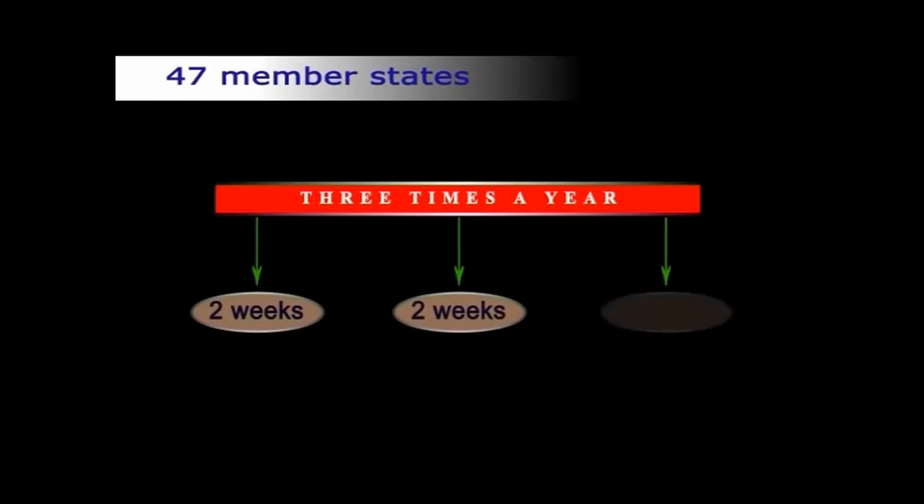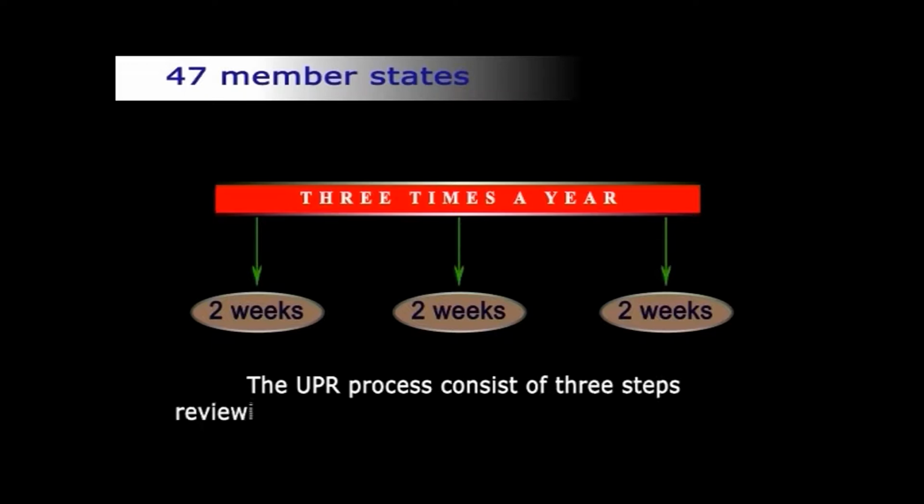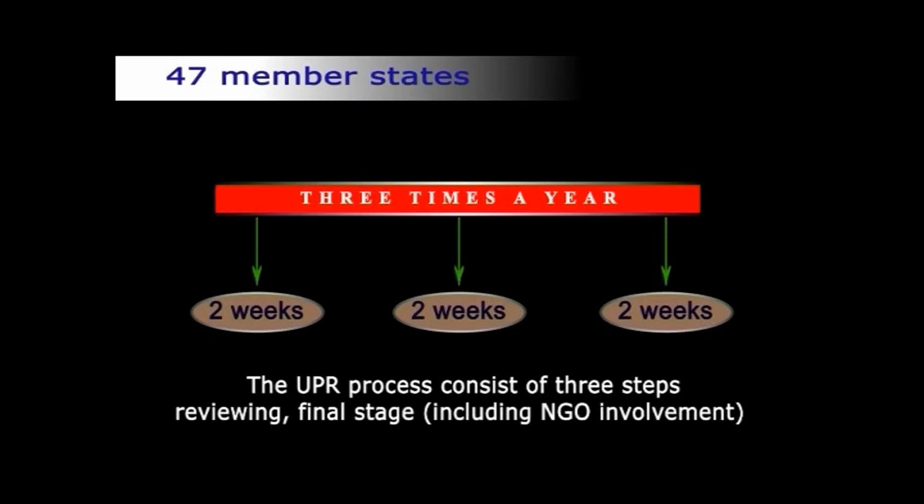The 47 member states of the HRC meet as a UPR working group 3 times a year for 2 weeks each time. During each session, they review 16 states. The UPR process consists of 3 steps: reviewing, final stage including NGO involvement, and next review.